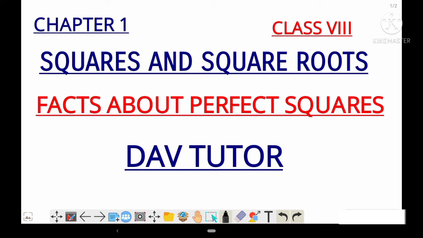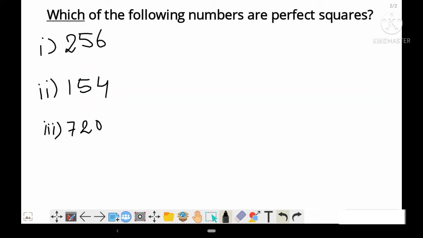Okay everyone, from today onwards I have started uploading videos for class 8, chapter 1, of course maths, squares and square roots through shorts. Go on, please check them first and then come to this video. In this video we are going to deal with squares and square roots and their facts, students. So let us see one by one.